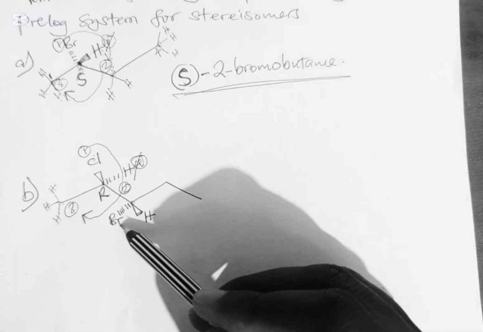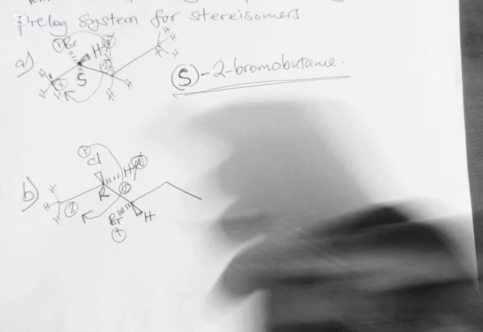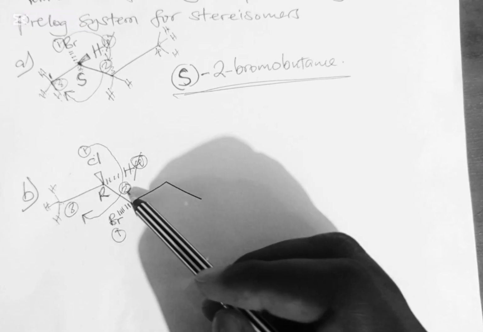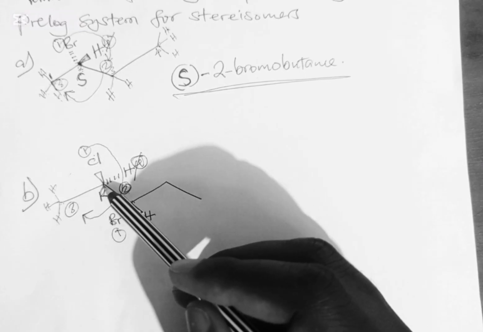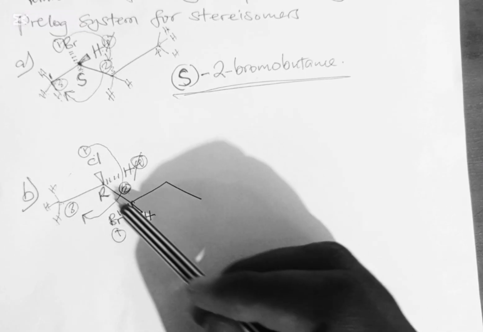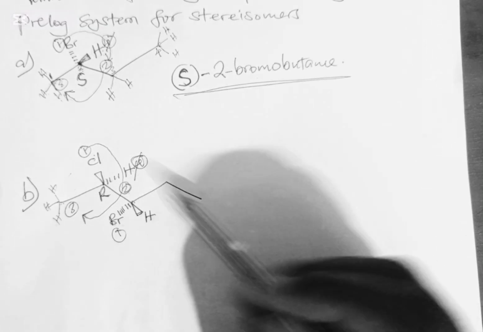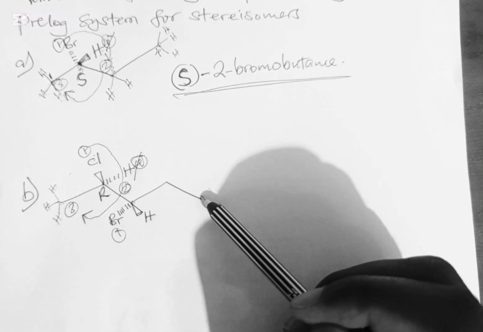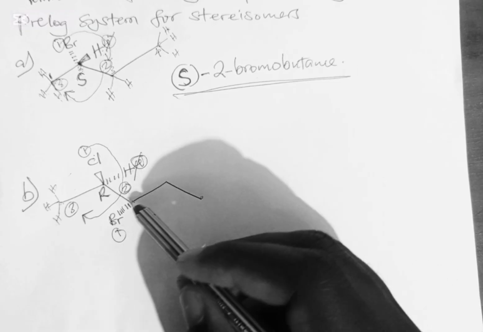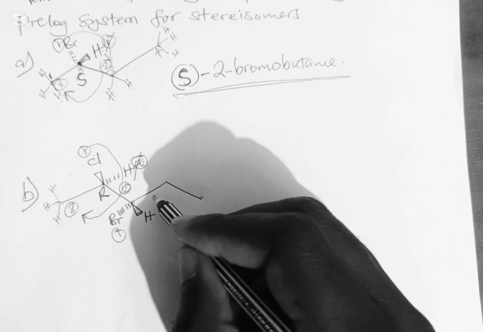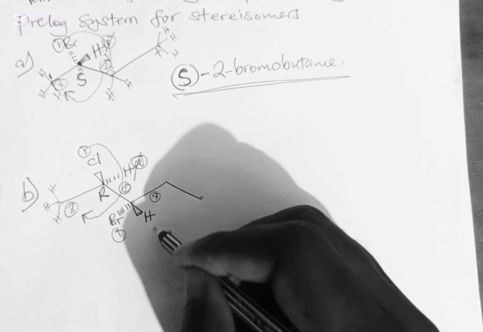And then you come to this one also, you do the same. So bromine is going to have the first priority. I'm sure this is going to be the second, because if you look at what is connected to this, this is carbon and this is carbon. So this carbon is connected to a chlorine, this one is connected to a carbon. So chlorine has a higher atomic number than carbon, so therefore this is going to be number 2, and then this is going to be number 3, and this is number 4.